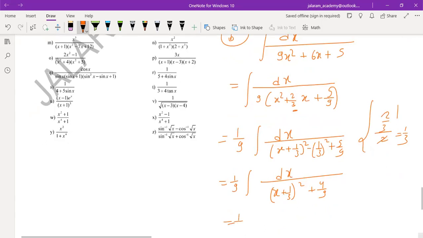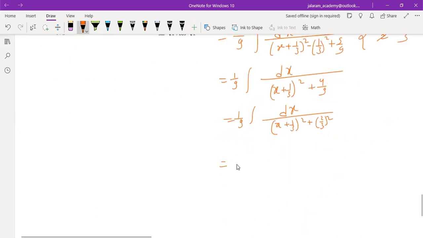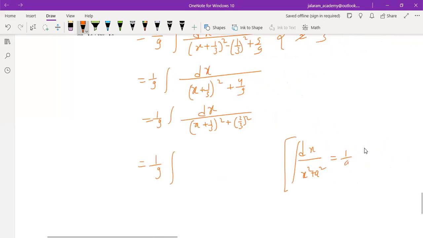So which formula will be used now? Can you tell? dx upon a square plus x square. Means the full formula: 1 by a tan inverse x by a plus c. Very good. So it is 1 by a tan inverse x by a plus c.